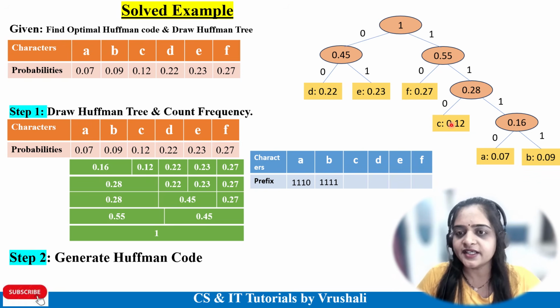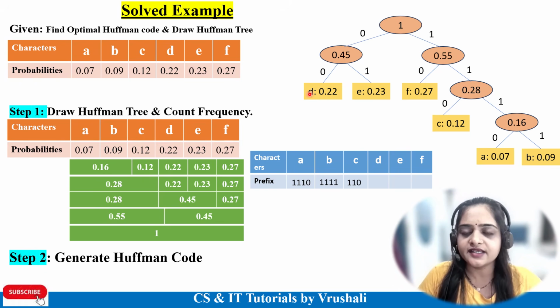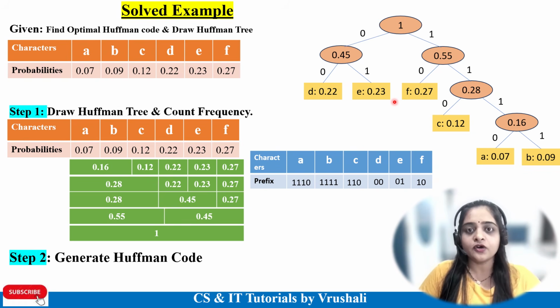Now where is the C? Here it is. So 1, 1 and 0. Again where is D? Here it is, D. So 0, 0. For E, 0, 1, path from the root node. Again F. So 1, 0. So this is called the Huffman code or prefix code of the particular characters.